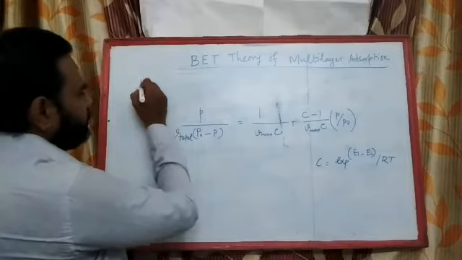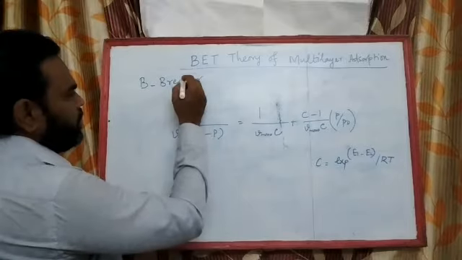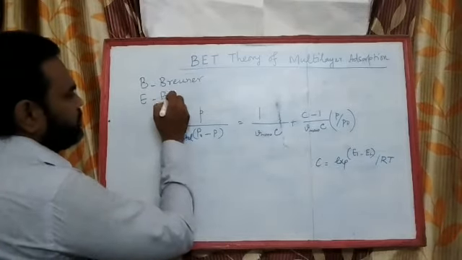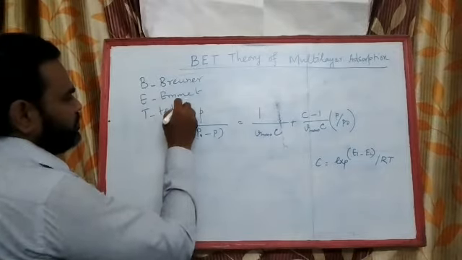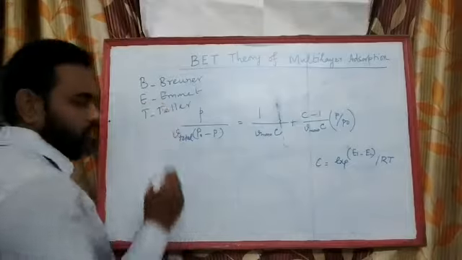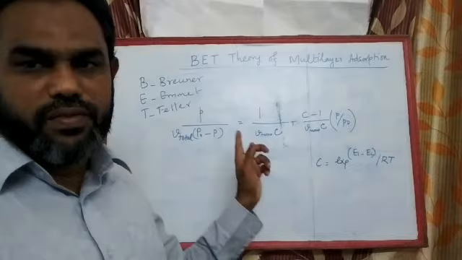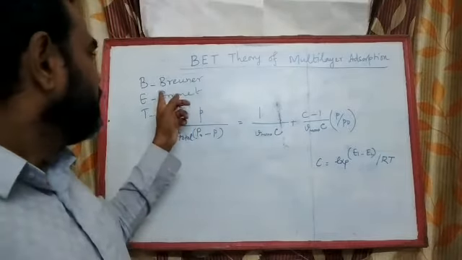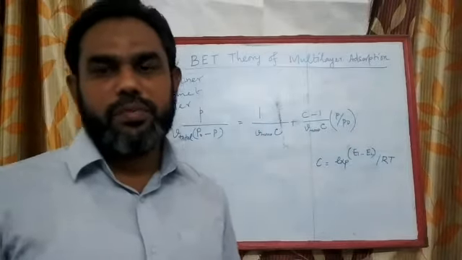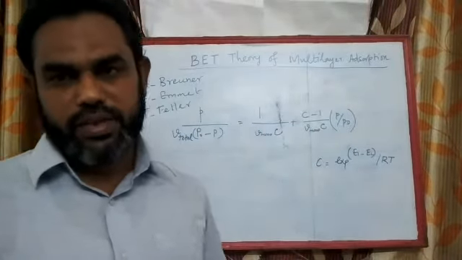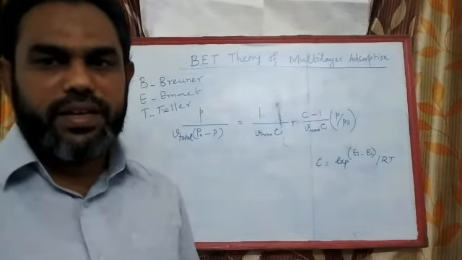B stands for Brunauer, E for Emmett and T for Teller. So after the initials of 3 scientists, this theory has been named as BET theory of multilayer of adsorption. This was proposed in the year 1938 by these 3 scientists.